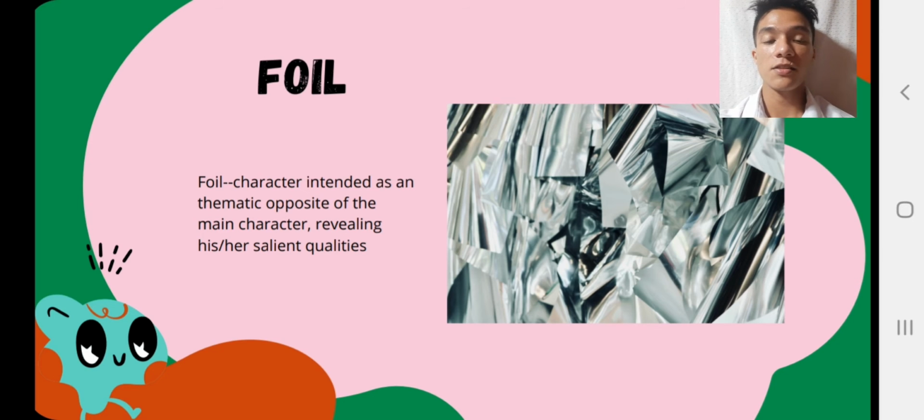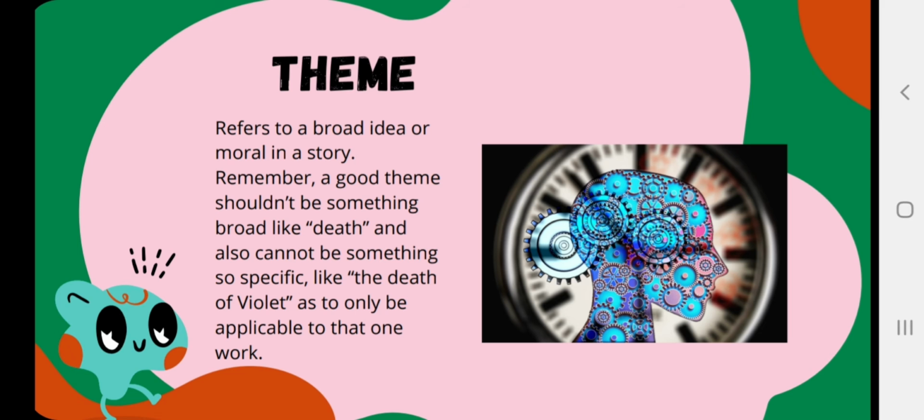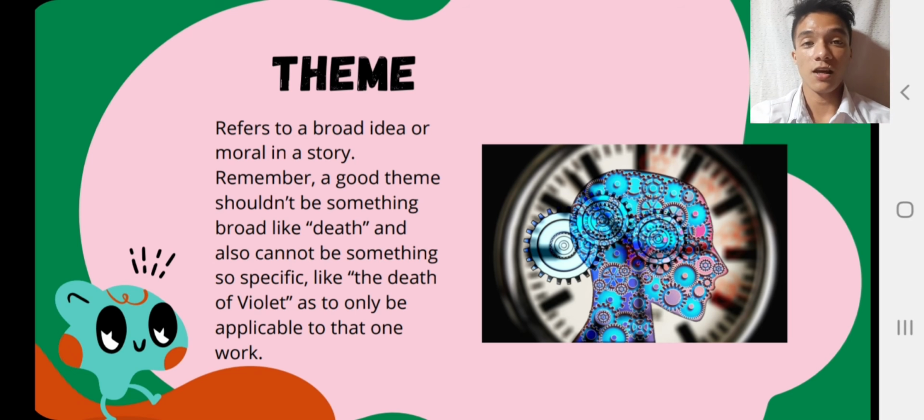So next is foil. Have you heard about the foil already? Actually, a foil is a character intended as a thematic opposite of the main character, revealing his or her salient qualities. So next is theme. Theme refers to a moral or message in a story.